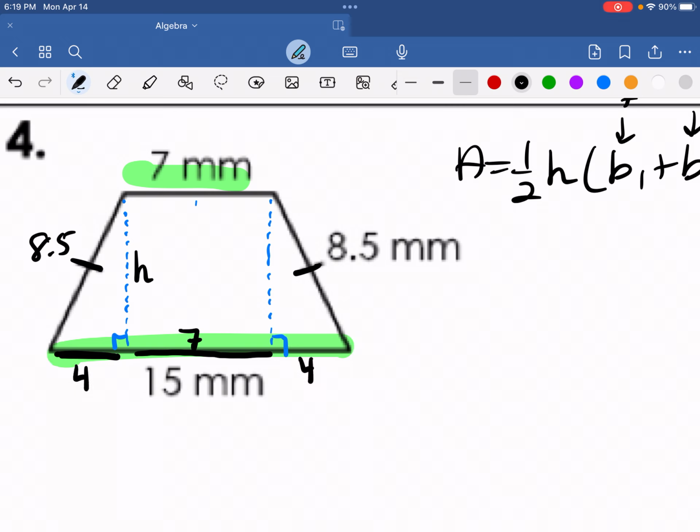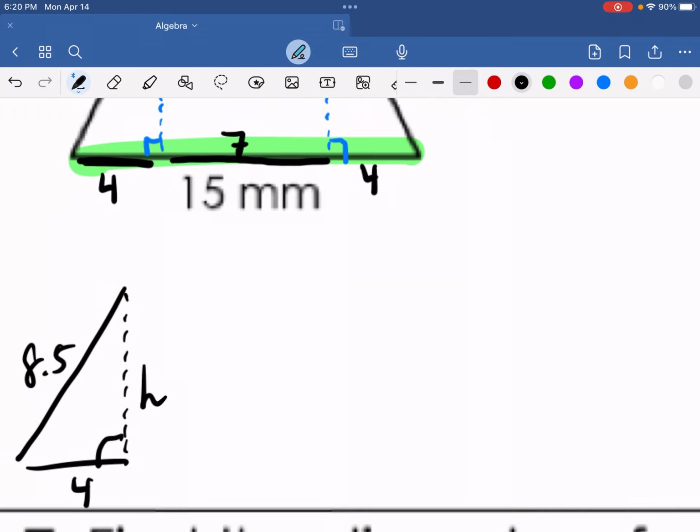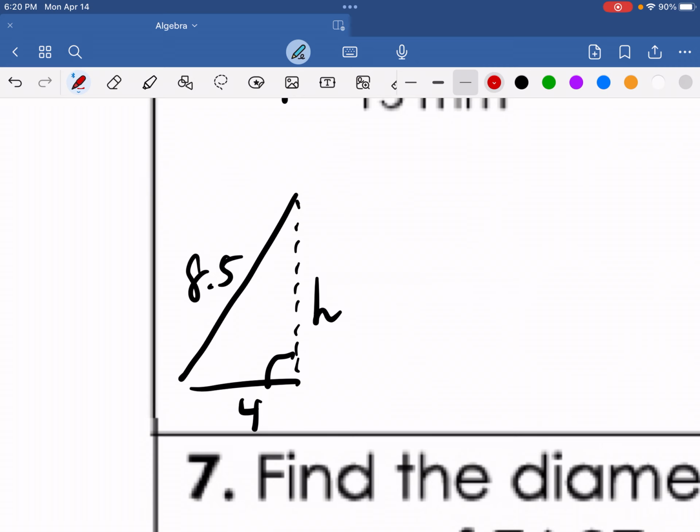Okay, they're each 4. And double check, what's 4 plus 7 plus 4? It's 15, because the whole thing is 15. So it does make sense. So then what we're doing is, our triangle looks like this. 4, H, 8.5. And we have to do Pythagorean theorem. Okay, again, we have a right triangle. So squared, squared, squared. We add these two, so it would be 4 squared plus H squared equals 8.5 squared.